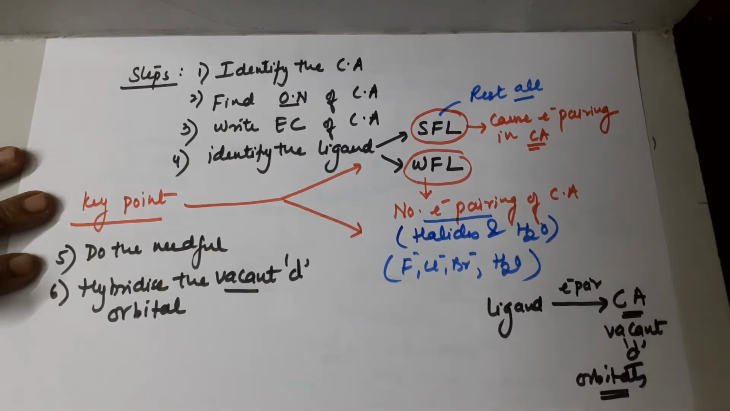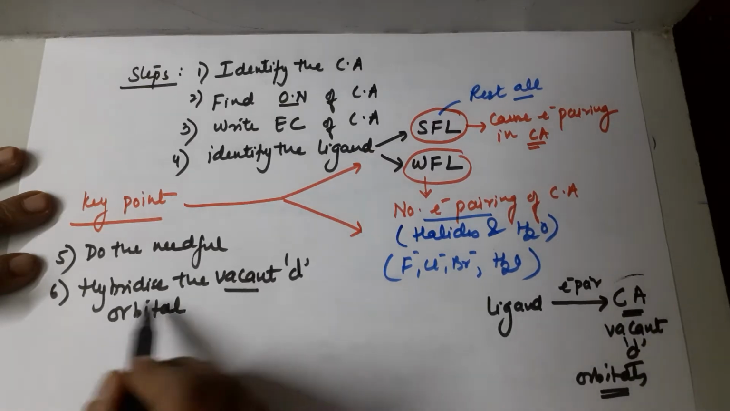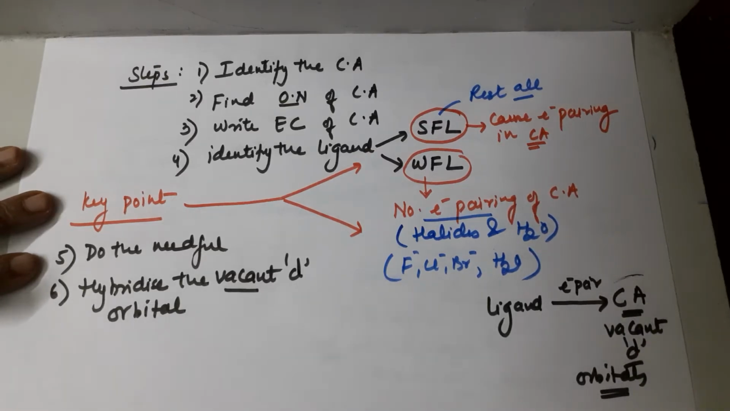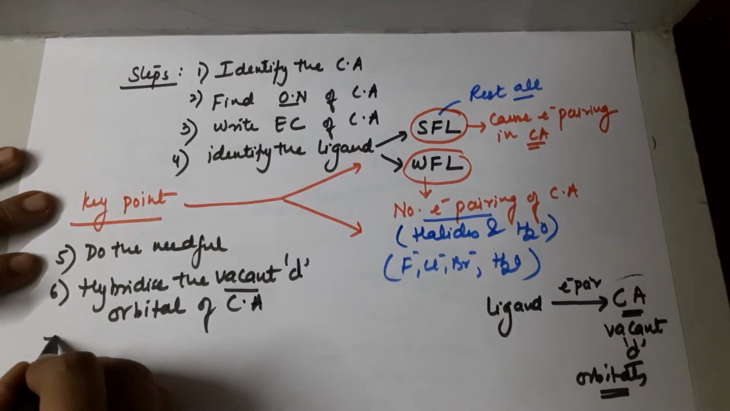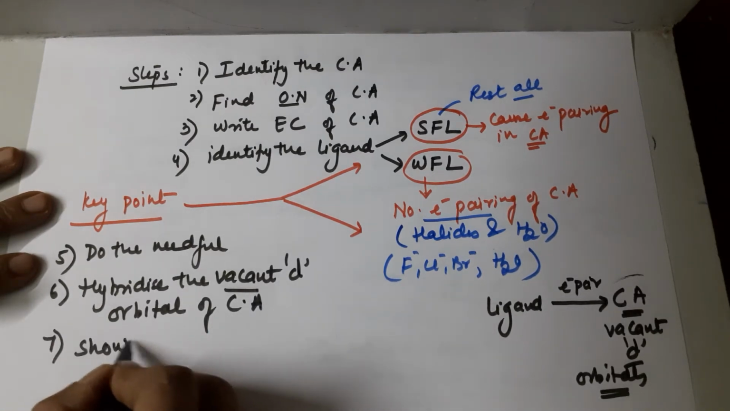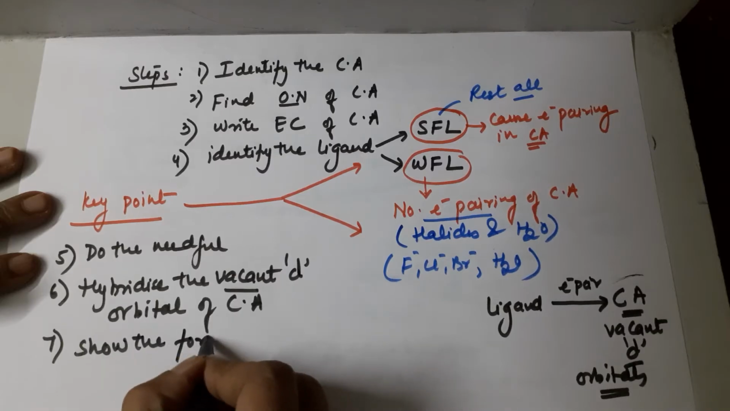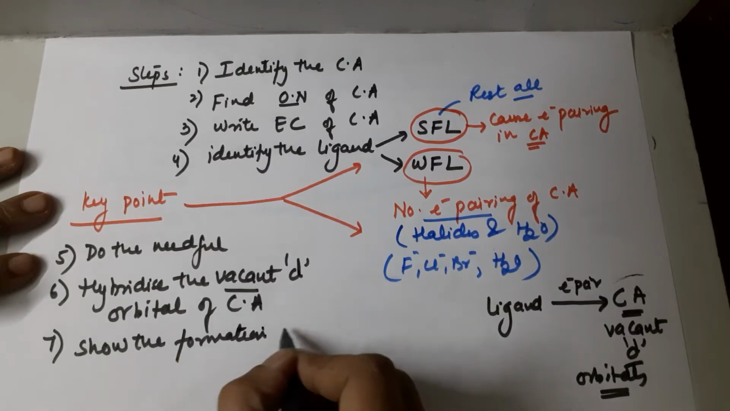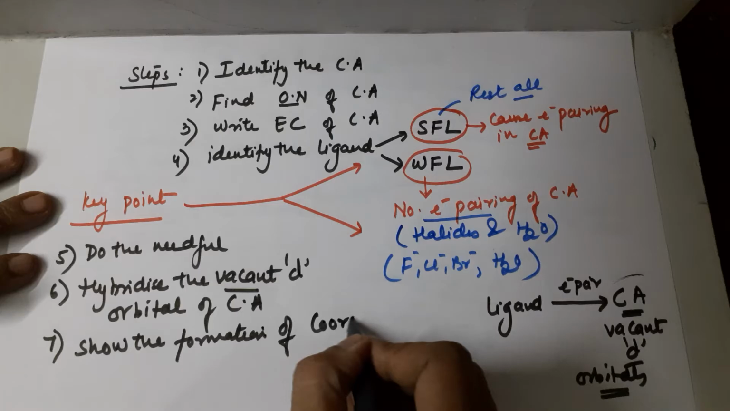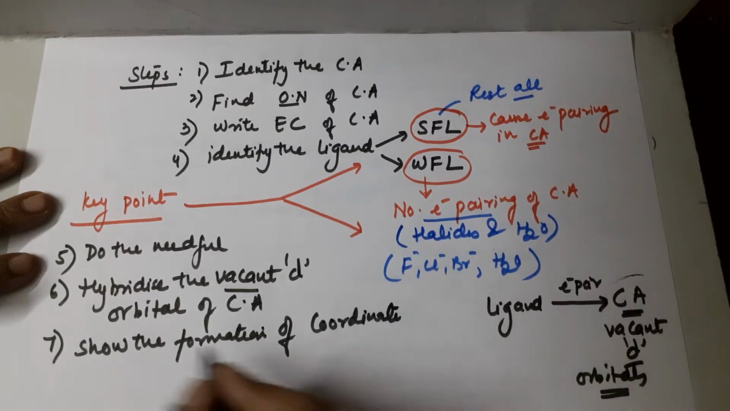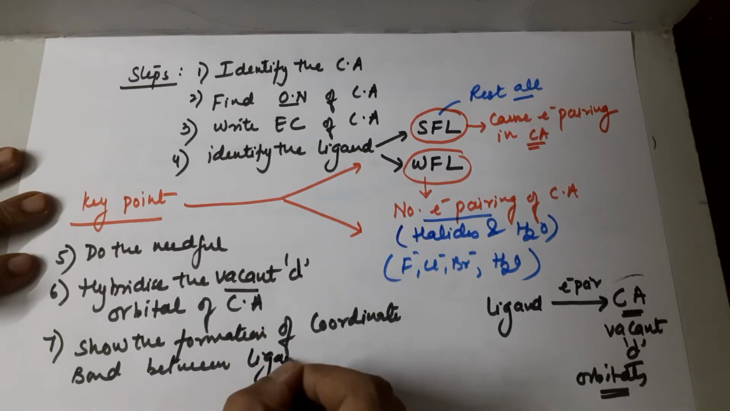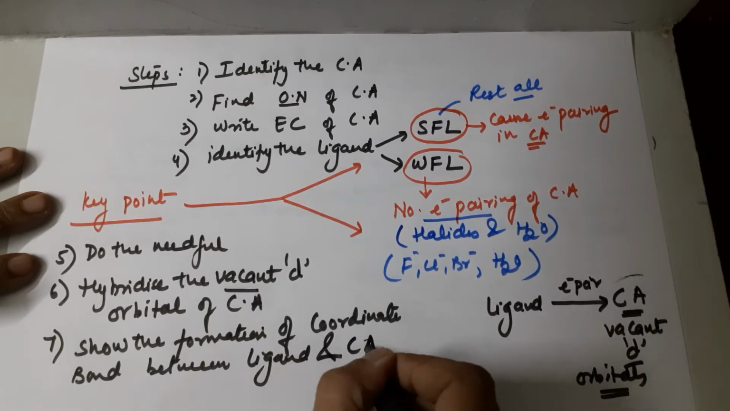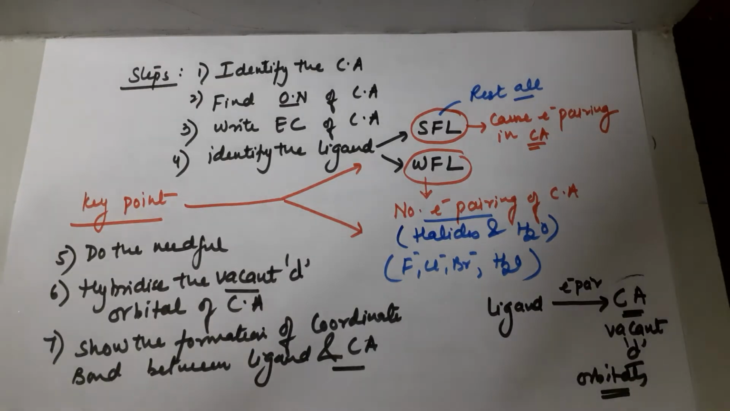Since you require vacant orbitals, you need to identify how many vacant orbitals you require in the central atom. Lastly, you will show the formation of coordinate bond between ligand and the central atom. So these are the steps that I would be following.